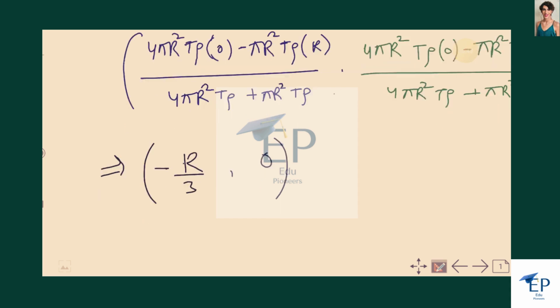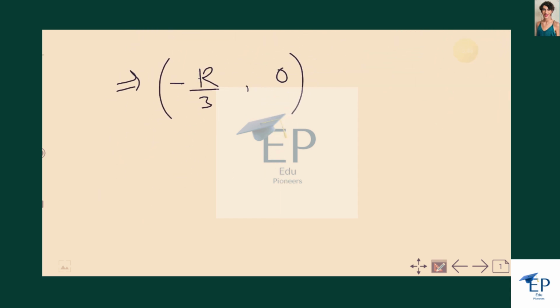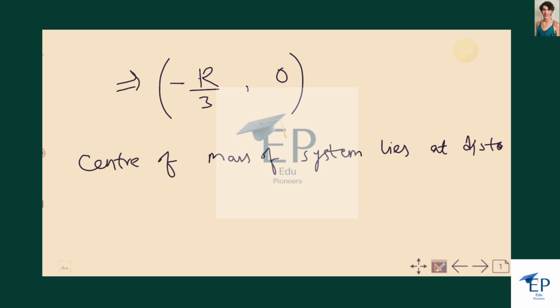So that means the center of mass of the system lies at a distance r over 3 from the center of the bigger disk, away from the center of the hole.